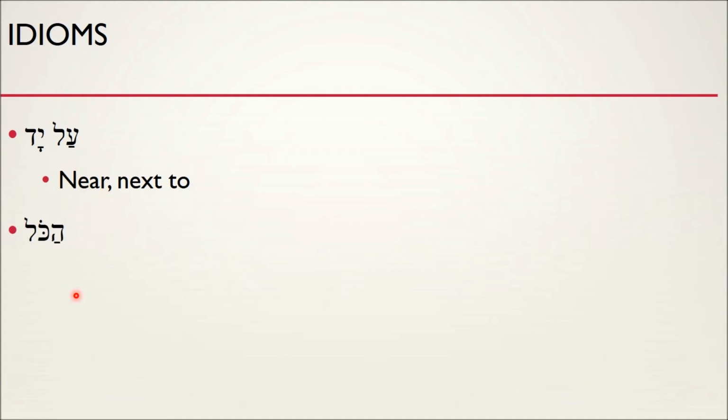We also have hakol, which literally is the every, the all, and that just means everything. That's what that idiom means. So if you see al yad, it just means near or next to. If you see hakol, it means everything.